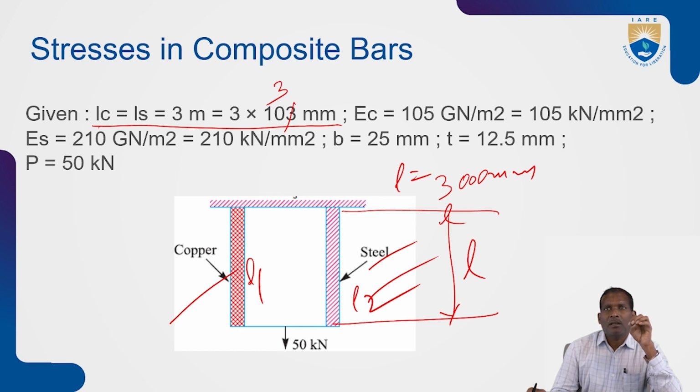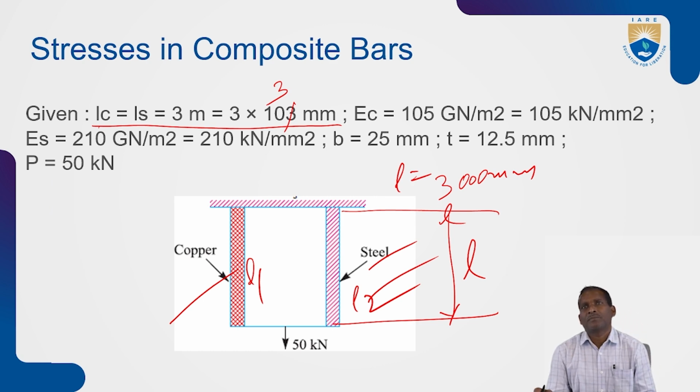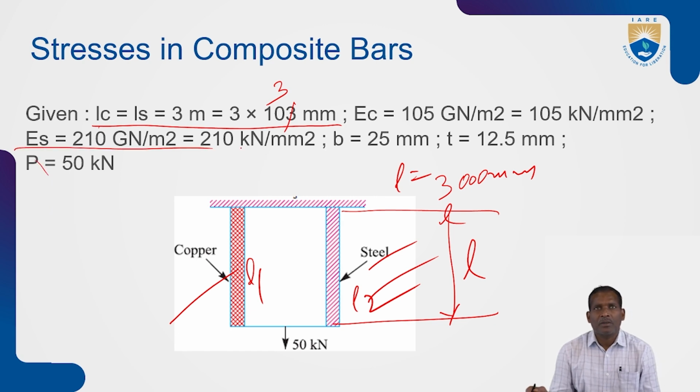Here Young's modulus of copper is given, and then Young's modulus of steel is also given. So convert into kilonewton per mm square: meter square converts into mm square, giganewton to kilonewton. So B is equal to 25 mm, the width of the bar, and thickness is 12.5 mm.